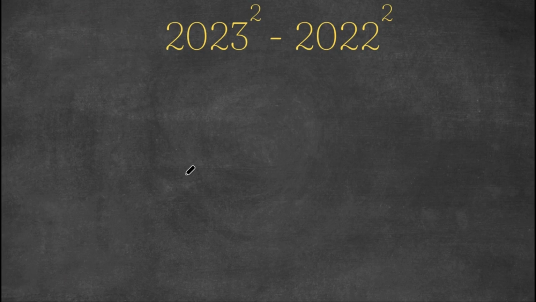Academics. In today's video, I'm going to be teaching you guys how to solve this problem without a calculator. So we have 2023 squared minus 2022 squared.